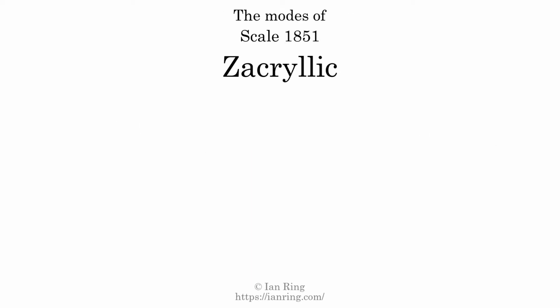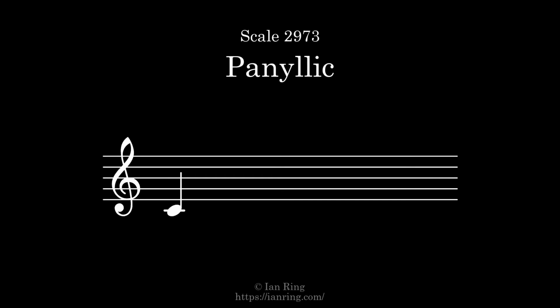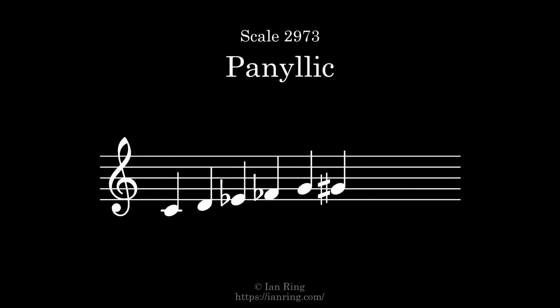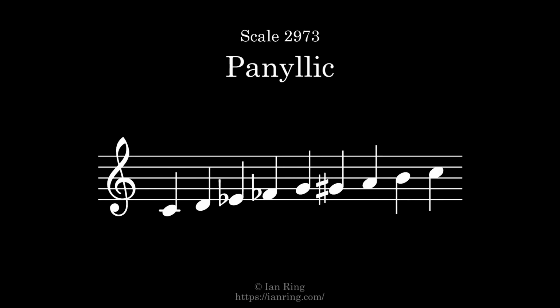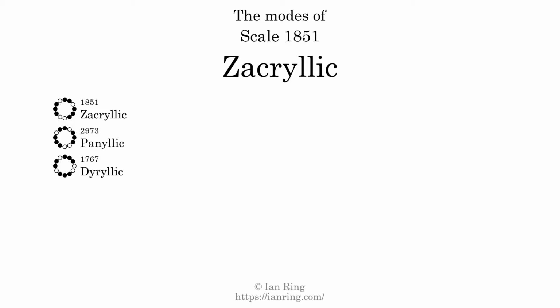This scale has 8 modes. The first mode is itself. The second mode is scale 2973, also known as penilic. It sounds like this. The third mode is scale 1767, also known as Zacryllic. It sounds like this.